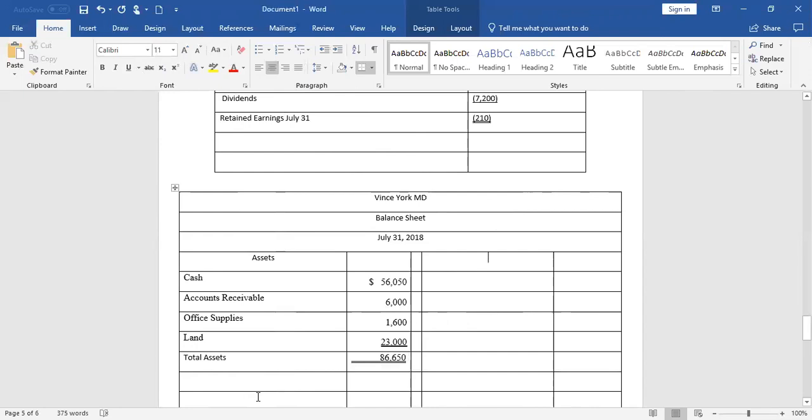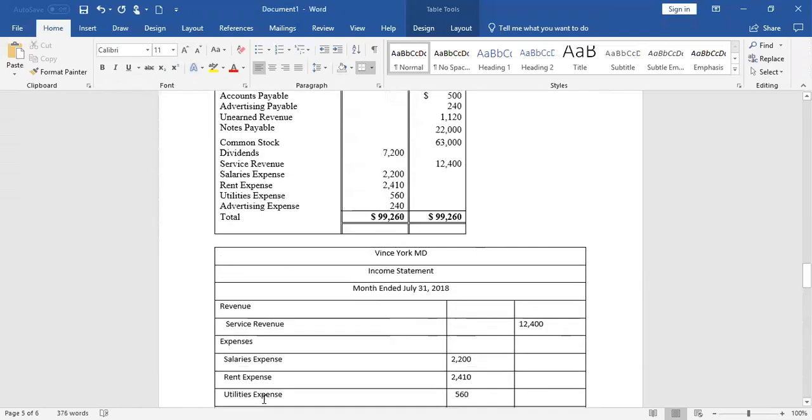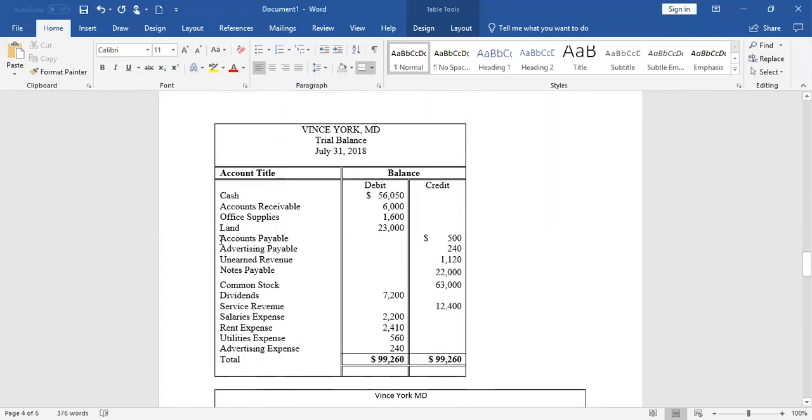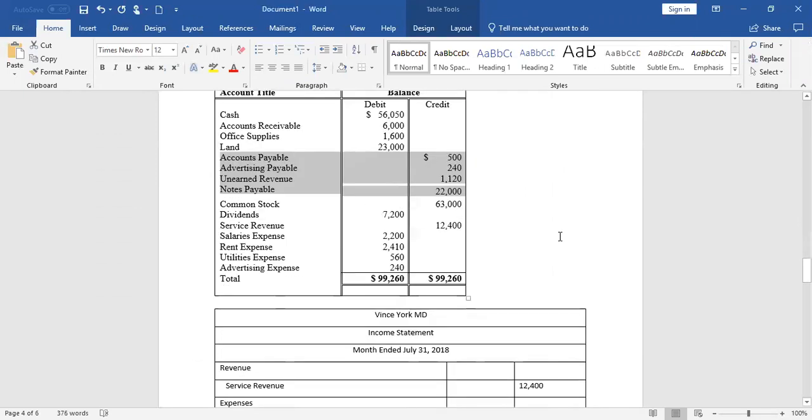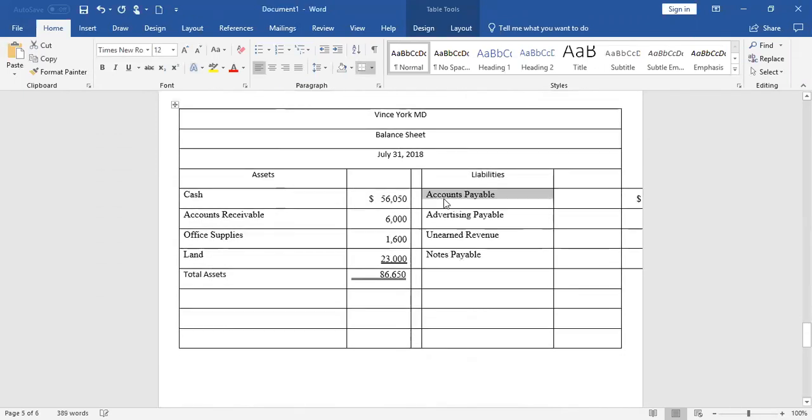Now we can go over to the other side of the balance sheet and list our liabilities. Again, we're going to go up to our trial balance and list all the liabilities that are on there. Oh, there's 4 of them actually. I'm only highlighting 3. So we have accounts payable, advertising payable, unearned revenue, and notes payable. And I don't know if my copy and paste will work out this time. I'm going to create another column. There it is. Oh, well, so much for that idea.